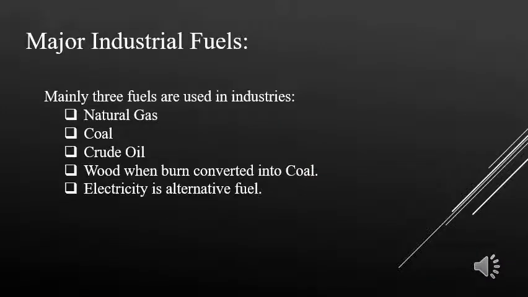The majorly used industrial fuels are natural gas, coal, and crude oil. In industries, wood is not used because when wood burns, it is also converted into coal. Wood is not used because it takes much space. And electricity is also an alternative fuel.